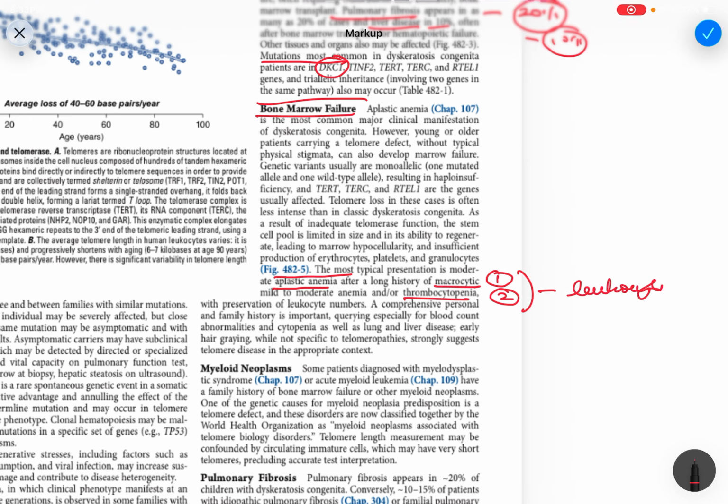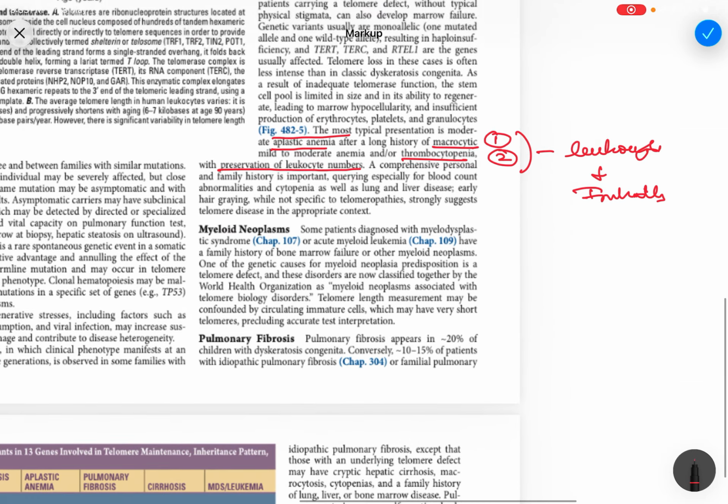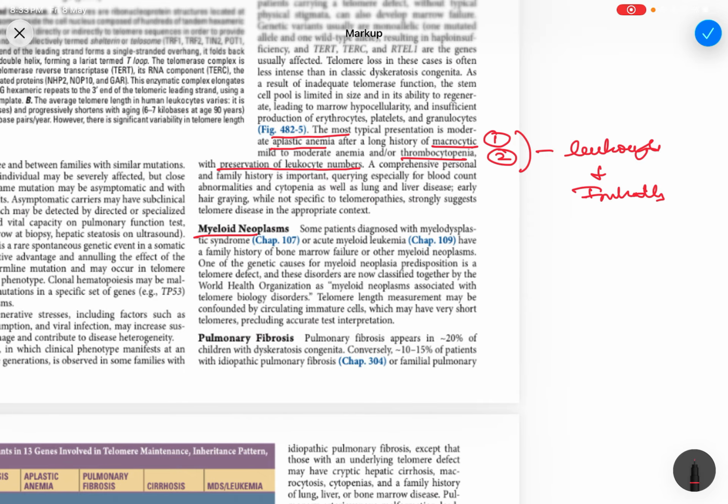That is the WBC. There is a preservation initially. Afterwards, leukocyte is also affected, right? Done. Next one is the myeloid. You have to remember it is associated with MDS. Always remember MDS is associated with progression to secondary AML.